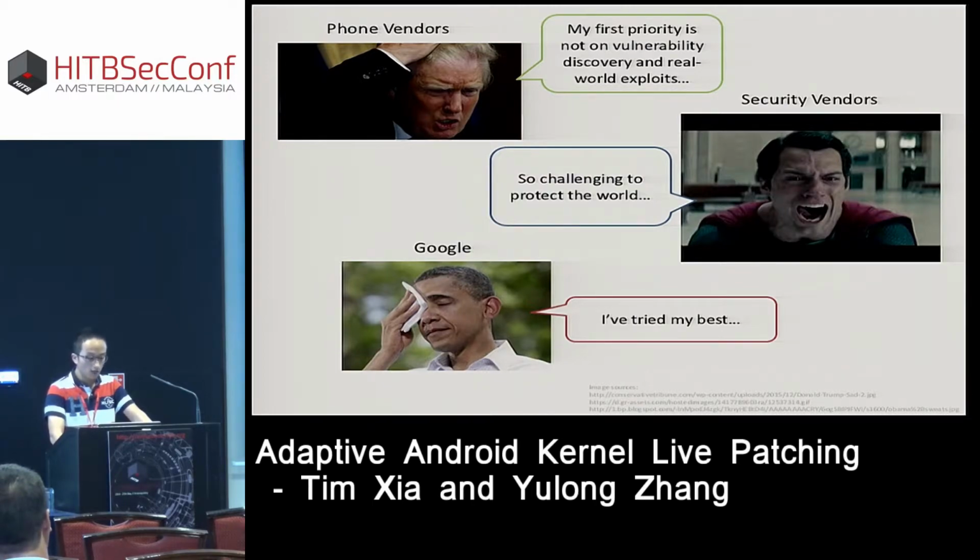Google really did a good job trying to protect the ecosystem. They are building the security bulletin. They're trying to push the OTAs in time. They're trying to push the vendors to take the patches. But as we have said, there is a long patching chain through the vendors. And also in some areas like China, there is no Google. So the situation is still very bad.